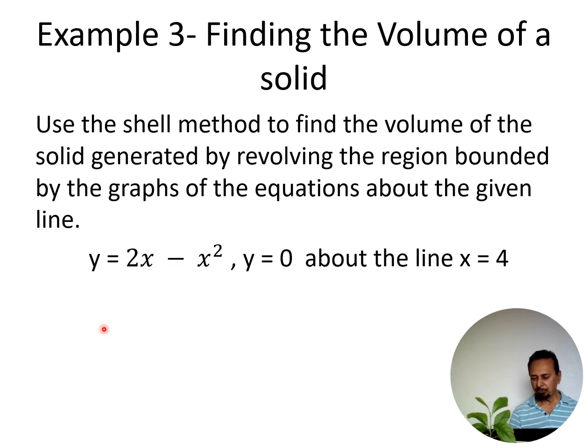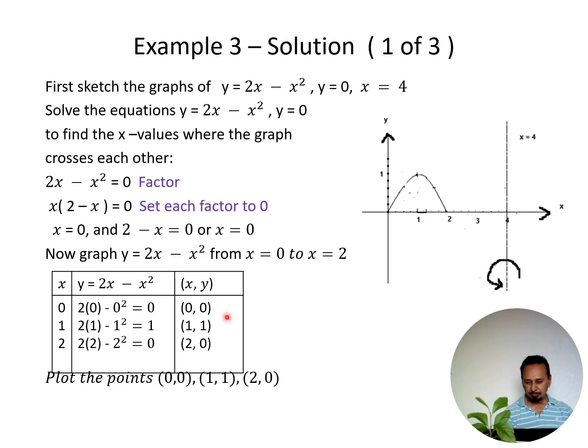So here is example 3. We're going to use the shell method to find the volume of the solid generated by revolving the region bounded by the graphs of y equals 2x minus x squared, y equals 0, and the line x equals 4. The first thing we're going to do is graph these equations. So first we're going to sketch y equals 2x minus x squared, y equals 0, and x equals 4. And here's the graph.